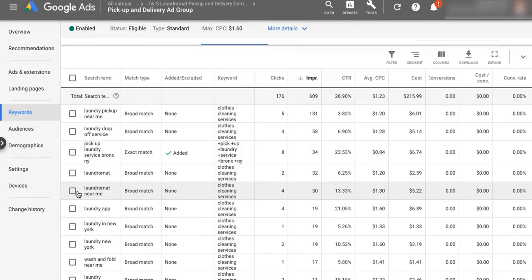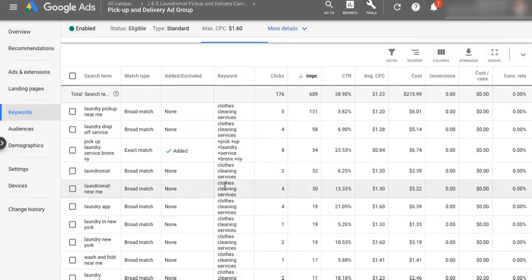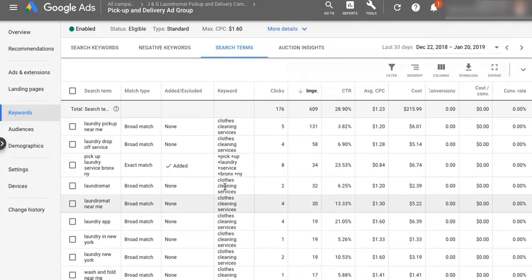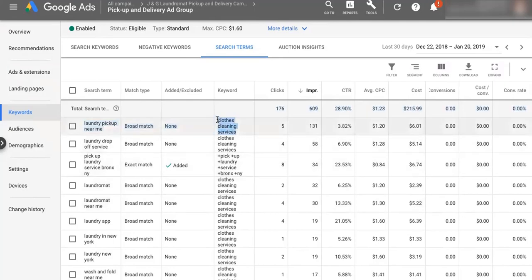So you would say take off this one, for example? No. That keyword, close cleaning services, is bringing in a lot of different search terms. It's bringing in laundromat near me to that actual keyword. And to me, that's not a good enough match. So laundromat should be going to a laundromat keyword, not cleaning services. So when you rebuild this campaign, have them all as modified broad.